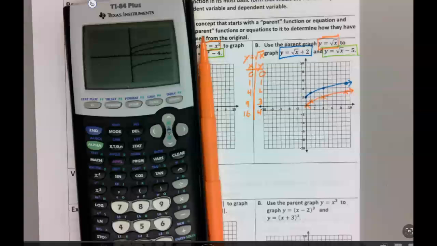Miles, you able to plug this in your calculator? Landon, are you able to plug in your calculator? Okay.